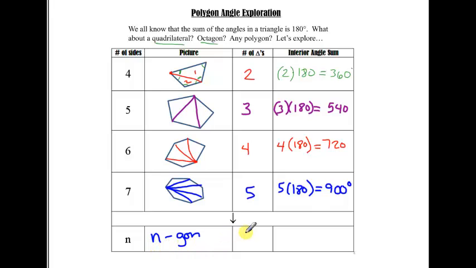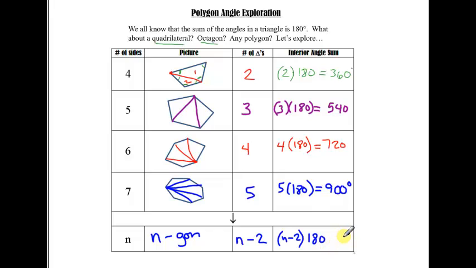Well, how many triangles would it get? Look back up here. When we did 4, we got 2 triangles. 5 gave us 3. 6 gave us 4. You should notice that it's always 2 fewer triangles than the number of sides. So the number of triangles I'm going to get would be n minus 2. And then taking n minus 2, in parentheses, that's the number of triangles, times 180 would give me the number of degrees altogether.